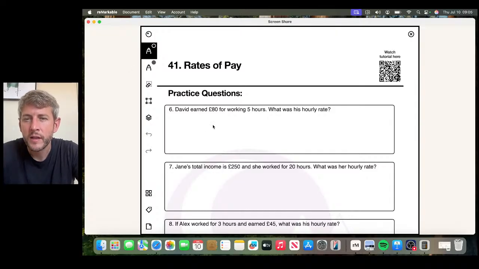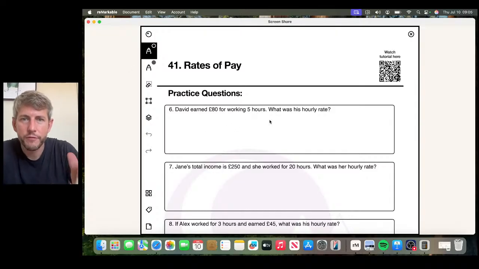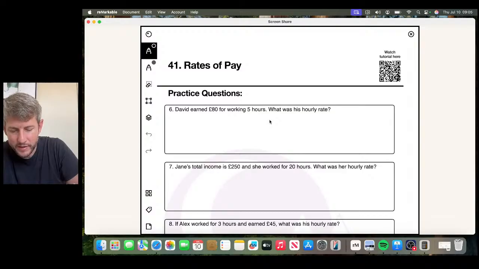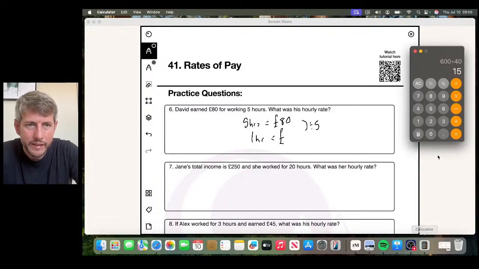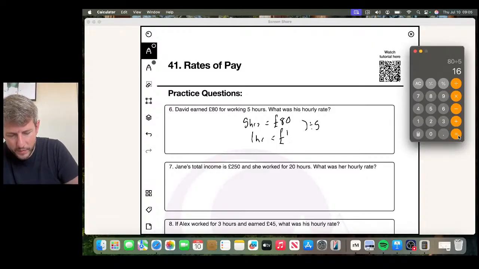This one here says, David earned £80 for working 5 hours. What was his hourly rate? So 5 hours is £80, and I want 1 hour, so I'm dividing this by 5. 80 divided by 5 is, I should do this in my head really, £16. So David is getting £16 per hour.